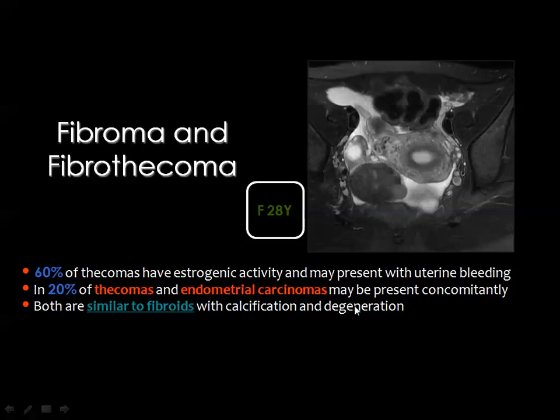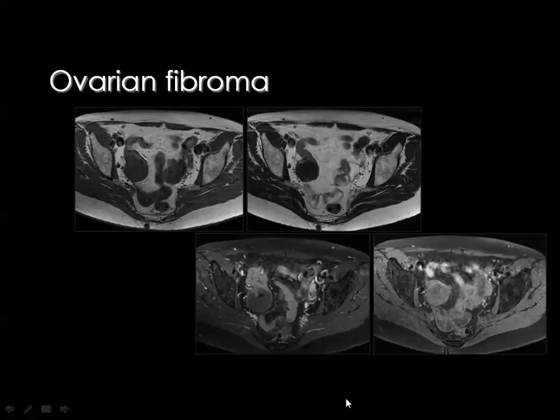Sometimes it is almost similar to the fibroid, which is the leiomyoma, and it may contain calcium and undergo some degeneration similar to the fibroid seen in the uterus. Then in 20% of the cases, they are associated with endometrial carcinoma. And 60% of sarcomas have estrogenic activity, and may present clinically by uterine bleeding.